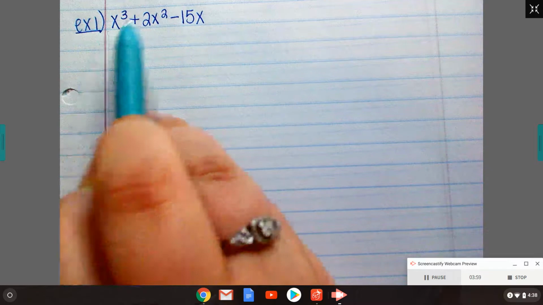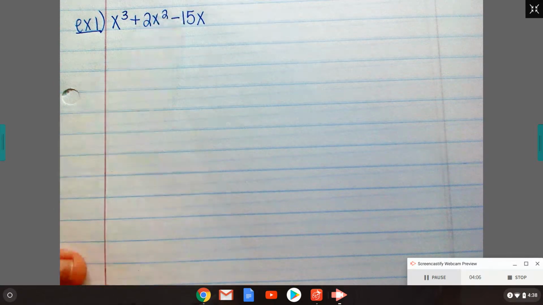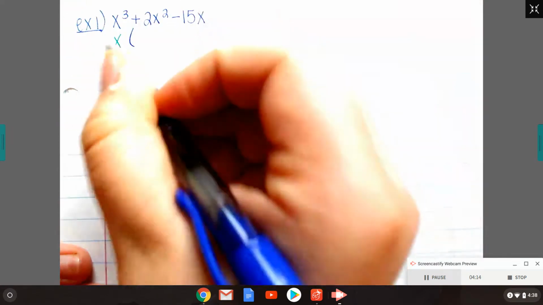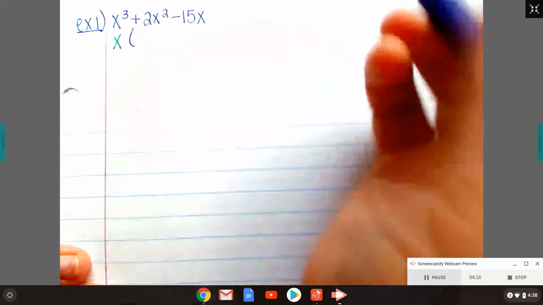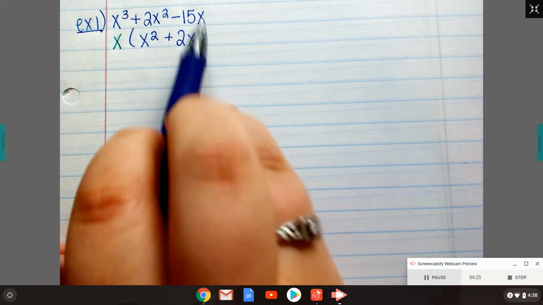Looking first at our coefficients, we've got coefficients of 1, 2, and 15. So nothing in common there. With our x's, we've got degrees 3, 2, and 1. So the smallest degree that's in all of them is degree 1. That's what we'll pull out. So x to the first will come out. On the inside, we'll be left with x times what is x cubed? I need an x squared. X times what is 2x squared? I need a 2x. And x times what is negative 15x? I need a negative 15.